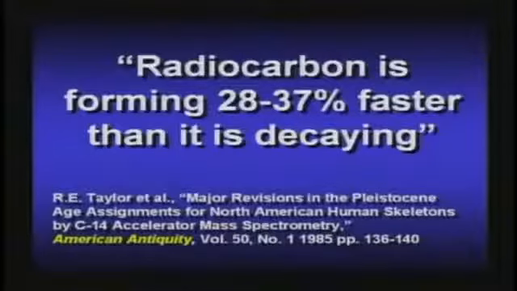30,000 years ago. They've discovered the Earth has still not reached equilibrium. Radiocarbon is still forming 30 to 40% faster than it's decaying. Now think about that. If radiocarbon is still forming faster than it's decaying, that means the Earth is less than 30,000 years old, number one. And number two, you can't carbon date anything.